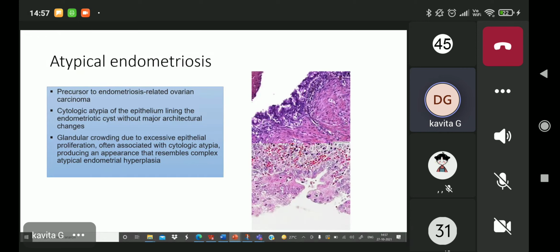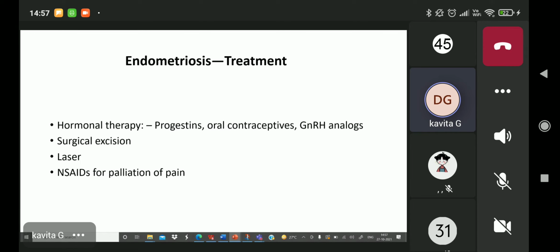The architecture may be pretty much okay, but the lining is atypical. Then there's a second thing that may happen: the glands that you're getting become very crowded, and they may resemble what was earlier called complex, and now it's atypical endometrial hyperplasia. So that is the other kind of manifestation you may have.